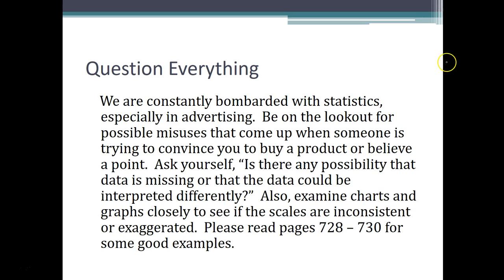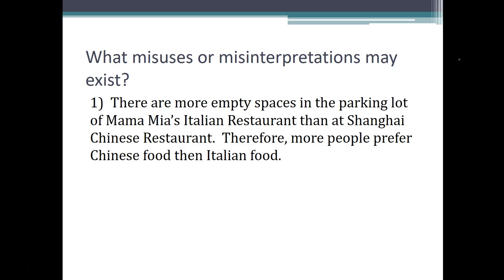So let's take a look at some ourselves. I pulled these right from the book. Let's say you have a situation where you observe that there's more empty spaces in the parking lot of Mamma Mia's Italian restaurant than at Shanghai Chinese restaurant. Okay, that's fair. That's just a statement of observation. You looked at Mamma Mia's, there's a heck of a lot of empty spaces there compared to Shanghai Chinese.